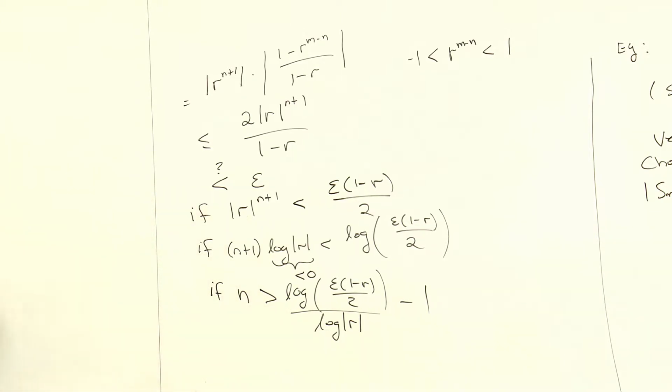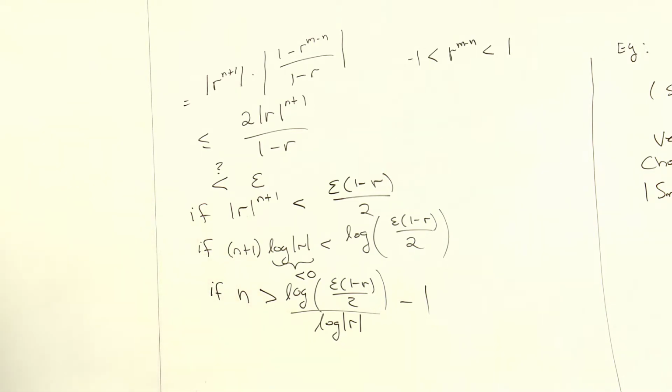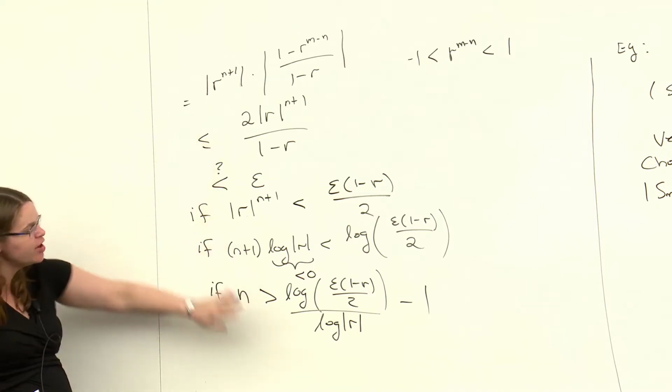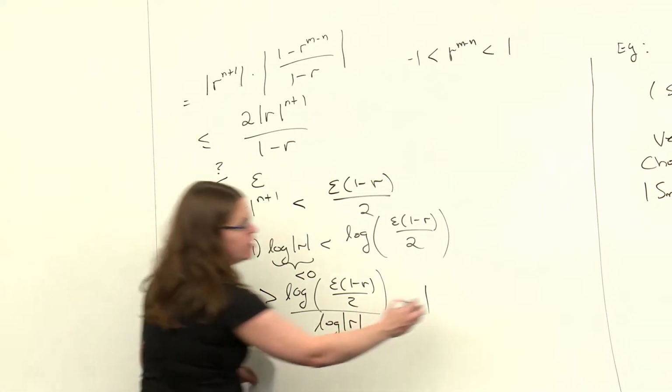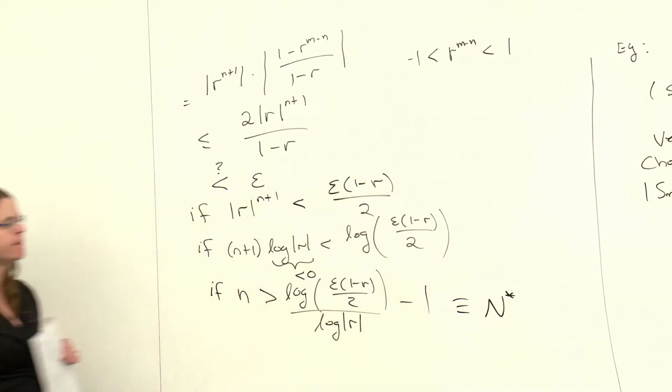If a condition came out to say this only worked for small values of n, then we'd be hooped, right? But it didn't. It came out right. It says this works. We can make this less than epsilon as long as n is big enough. So this becomes my n star.